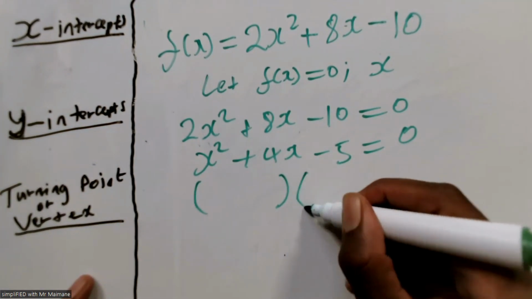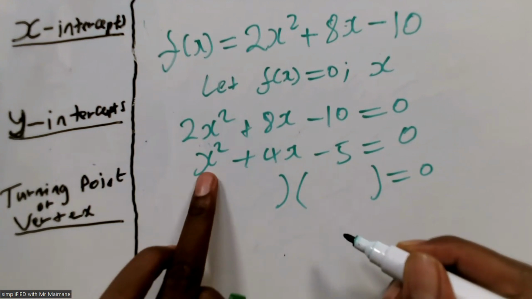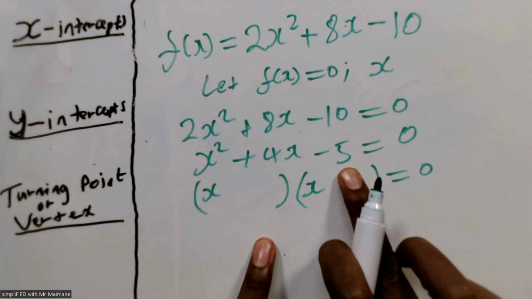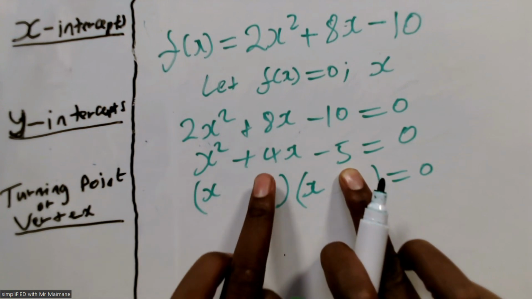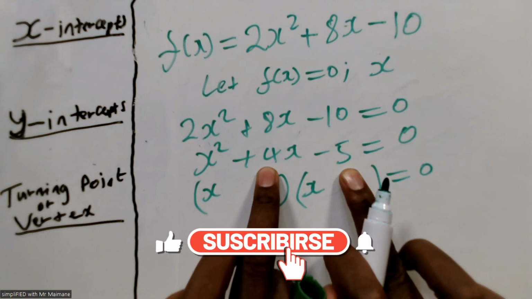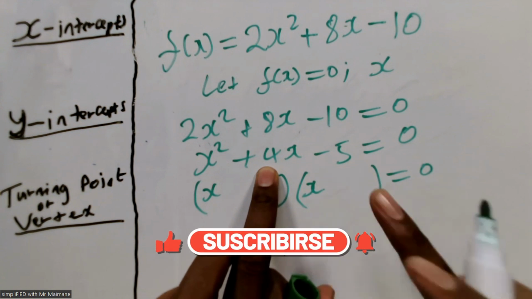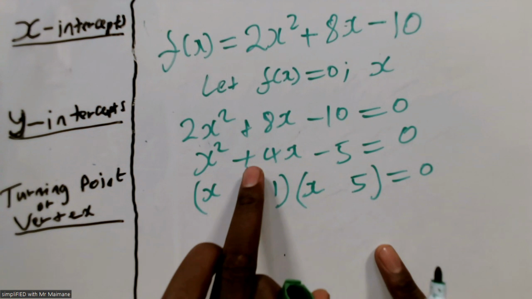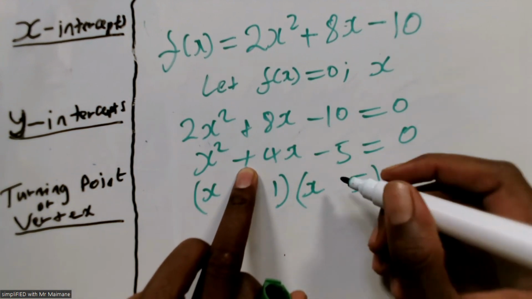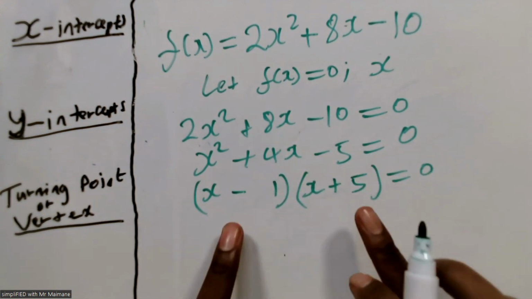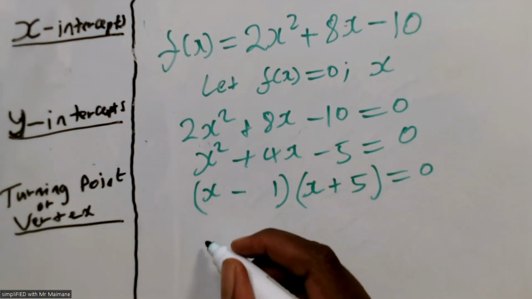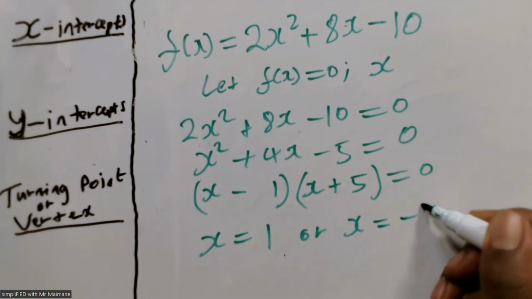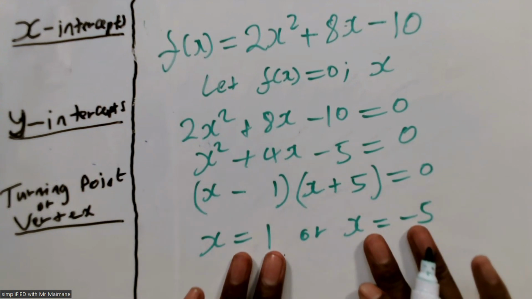And then to get my factors for x squared, I just need to multiply x by x to get x squared. To get 5, the factors for 5 are 5 and 1. And if I look at the middle term here, 5 and 1 can give me 4 if I subtract 1 from 5. But then the coefficient of x is a positive number, meaning the bigger factor has to be positive and the other one negative for me to get -5 when I multiply. Meaning x is equal to 1 or x is equal to -5. These are my values for x.